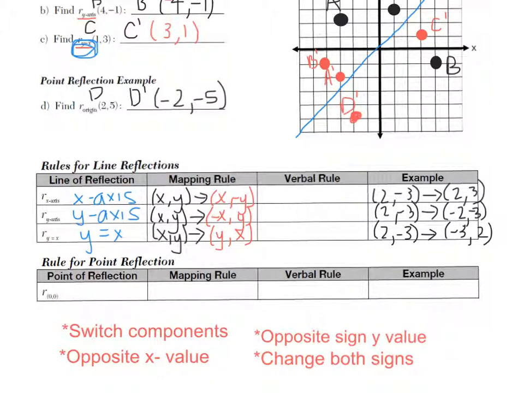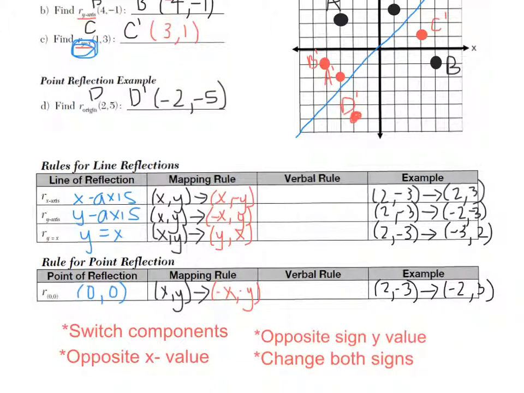The last rule I'd like to go over is the rule for point reflection. So what we saw is that if you reflect about the point 0, 0, you would use this mapping rule. You would take the point x, y, and you would map it so that you wrote the opposite of the x value and the opposite of the y value. So that would mean for my example of 2, -3, that would map to the opposite of the 2, so -2, and the opposite of the -3, or 3.